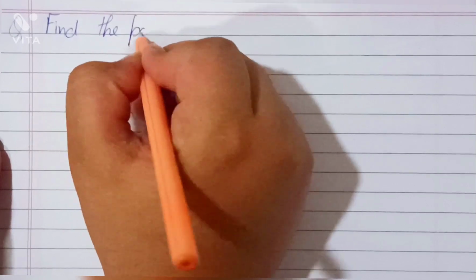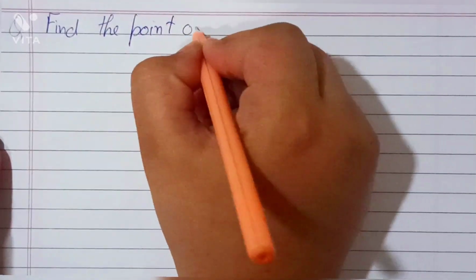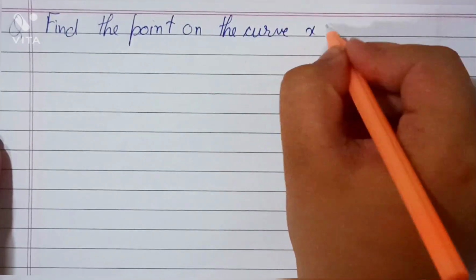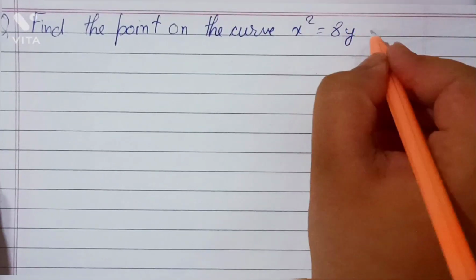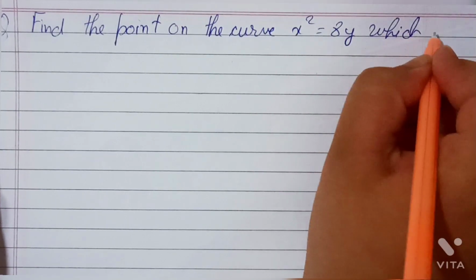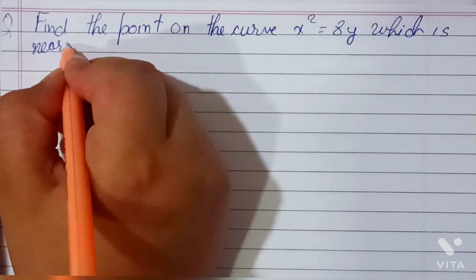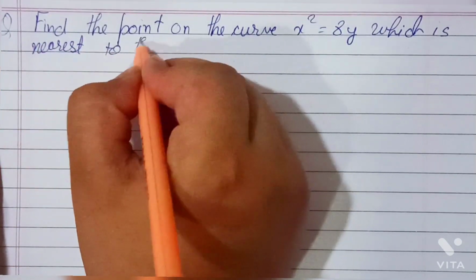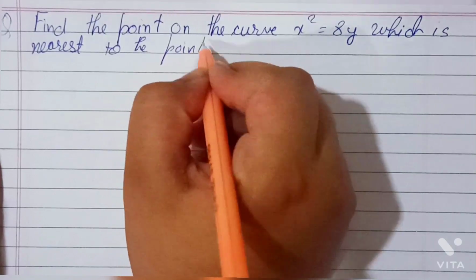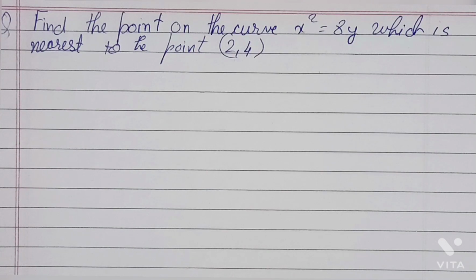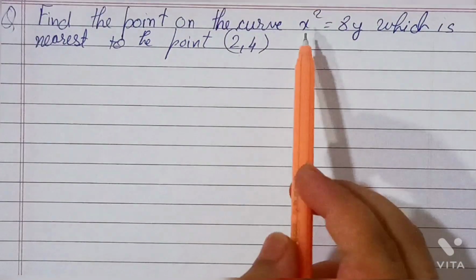So now next question: find the point on the curve x square is equals to 8y, which is nearest to the point 2, 4. So now in this question, maximum students could make mistake by differentiating this equation.